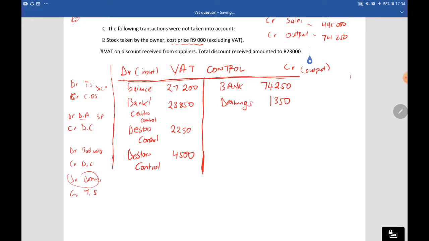Fine. And then VAT on discount received from suppliers. Total discount received amounted to 23,000. So when we buy goods, sometimes suppliers give us discount, right? And what does the discount do? The discount helps us to pay less. It helps us to pay less VAT, guys. So in other words, we'll pay less VAT input. Hence, it must go where? To the VAT output side. Just simple as that, guys.